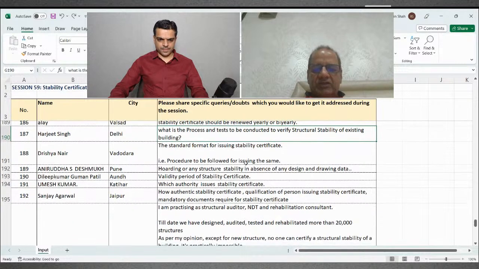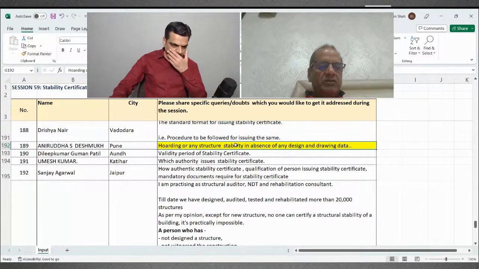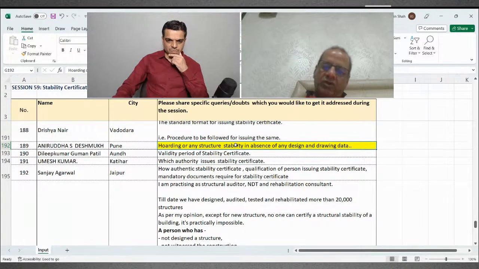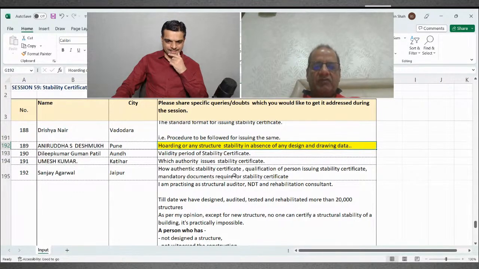Hoarding or any structure stability in the absence of any design and drawing data. You can't do that. You have to have the data, and hoardings are very dangerous structures. So unless and until you have checked the structural design yourself with the available design drawing, you should not.